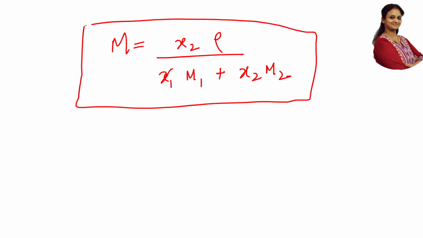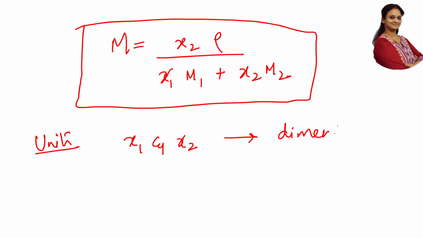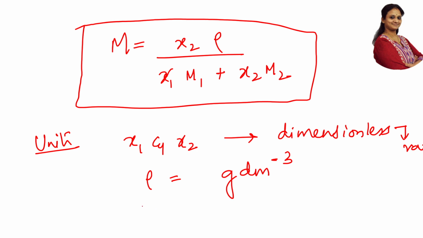This is the relationship between molarity and mole fraction. How can I write the units for this? Units are simple. See here. Mole fractions x1 and x2 are dimensionless quantities, just ratios, so they don't have units. Now what is left out? Density. How do you denote density? By gram decimeter cube inverse.